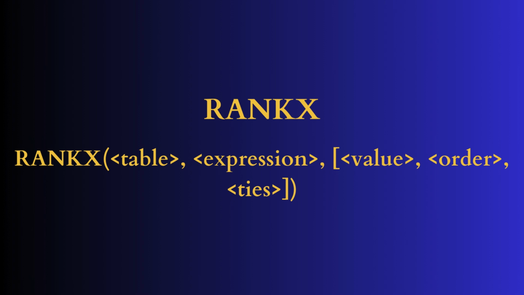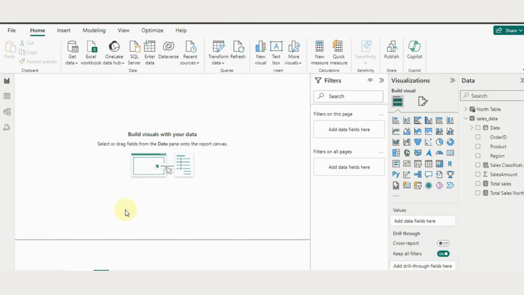Then we have to insert a value, which is an optional case. This is the value that we want to return. And then we have to insert the order, whether we want to sort them in ascending order or descending order. The default is ascending. And then we want to insert the type, that is how to handle ties. The default is dense. Let's demonstrate this with the help of an example. Suppose we want to find the ranks of the products based on their total sales amount.